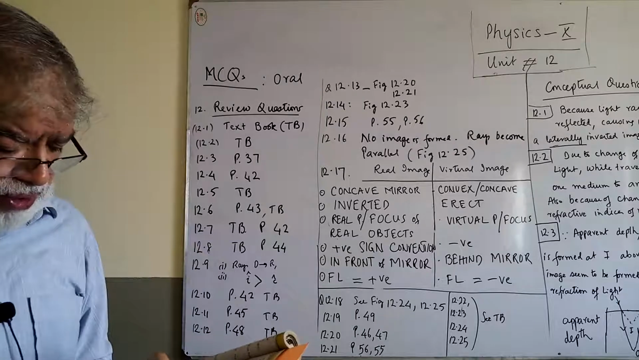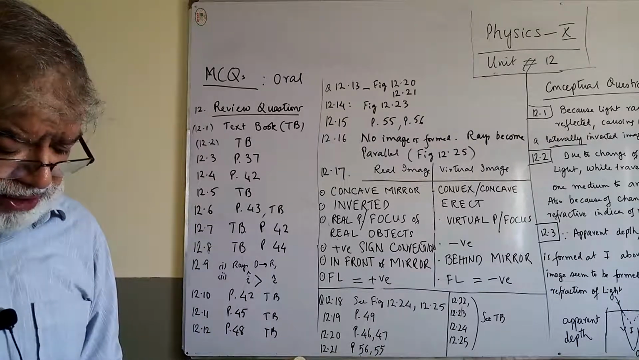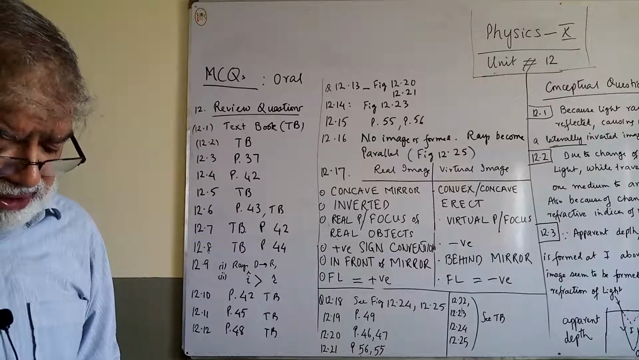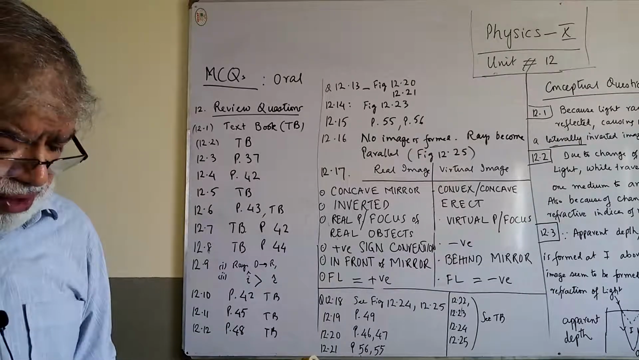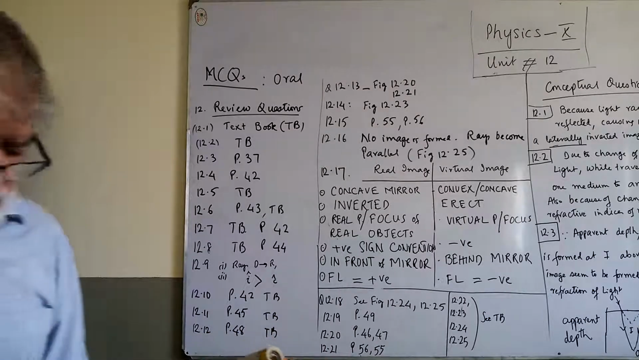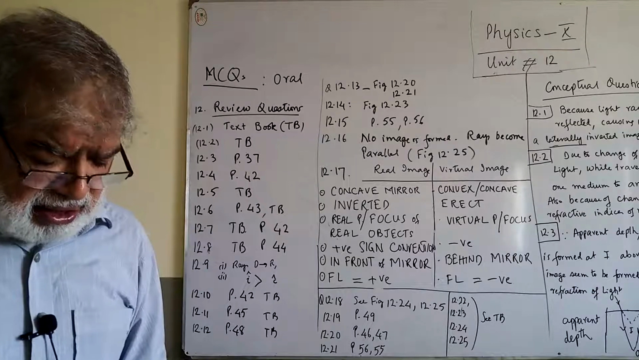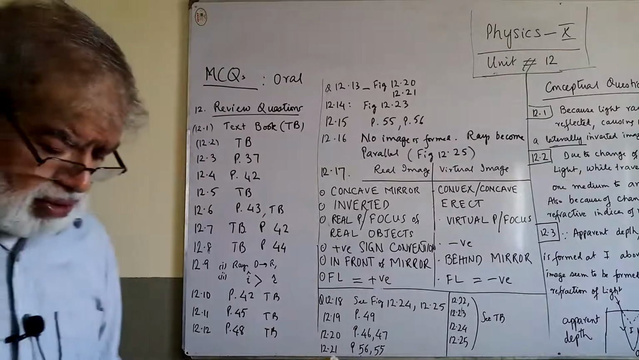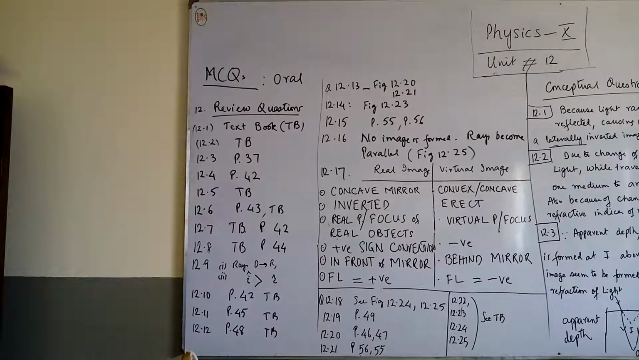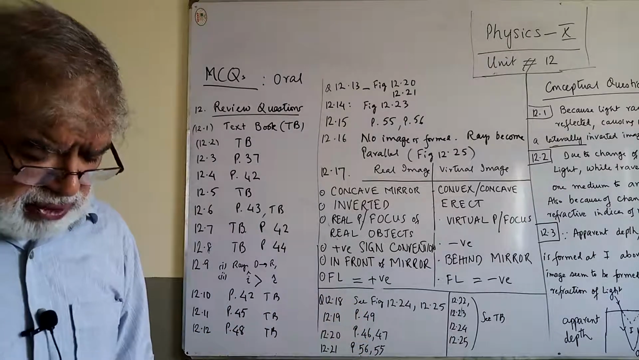Question number 12.12. Define the following terms applied to lens: principal axis, optical center, focal length. Please see page 48. What is meant by principal focus of a convex lens, concave lens? Again, the answer is there in the textbook on page number, figure 12.20 and 12.21.